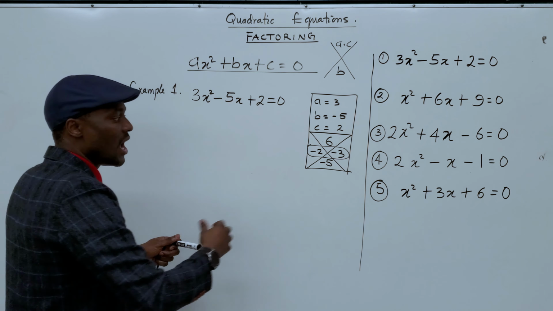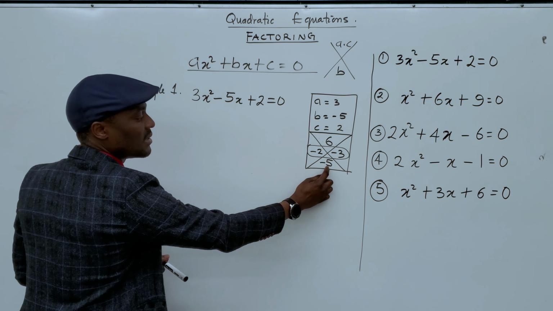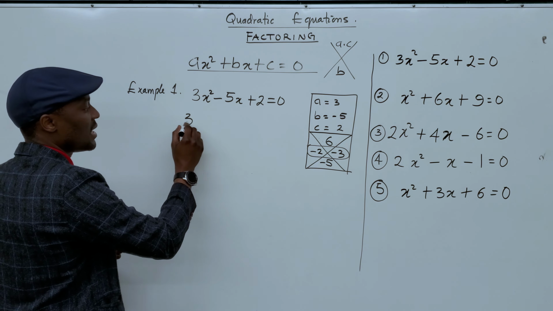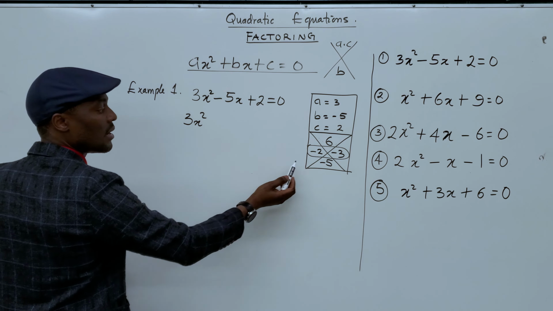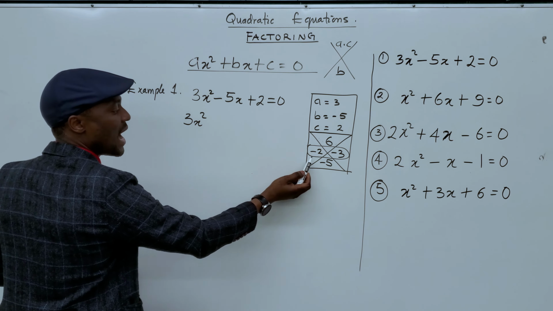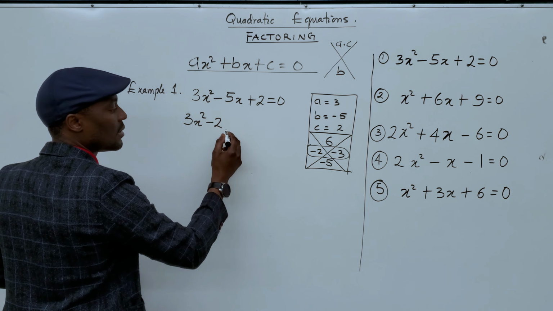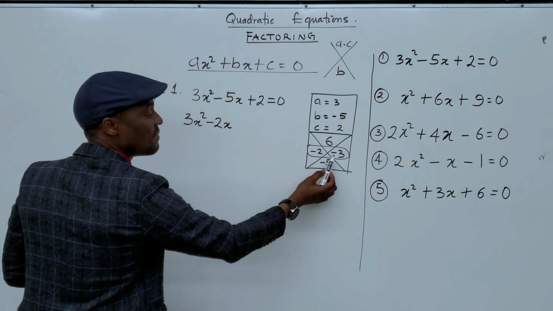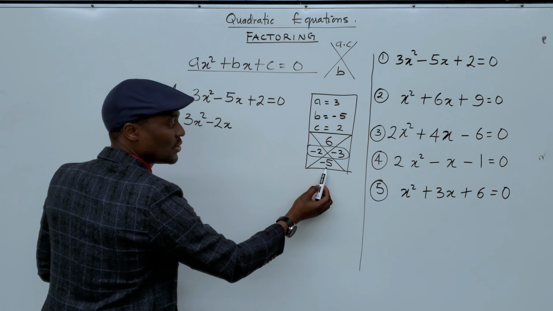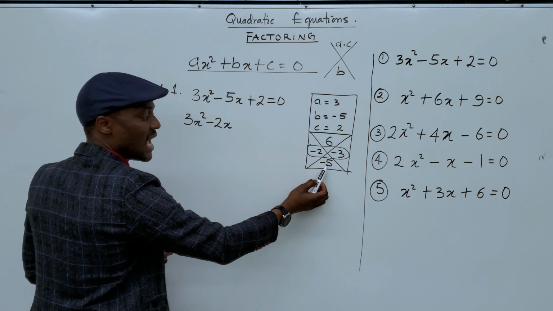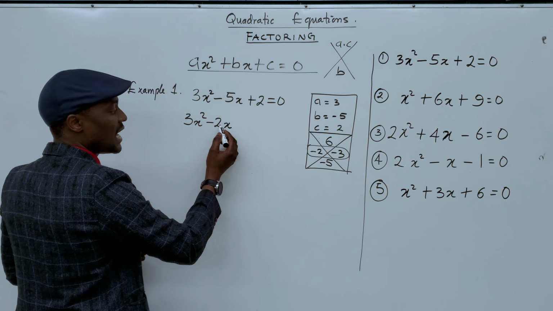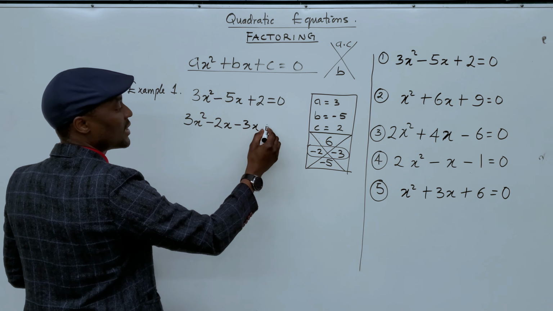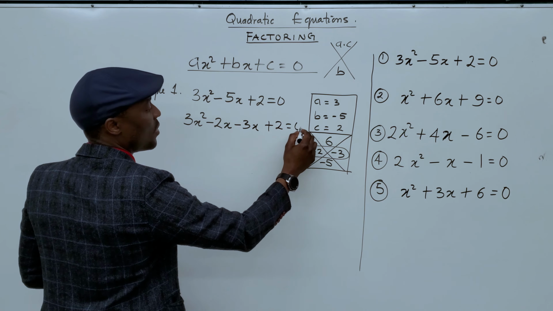So, you take these numbers and you use them to replace the B in the equation. So see how you factor. You write 3x squared. Instead of writing -5, you write -2, but you put x beside it, because you're breaking down this -5 into -5 and -3. Remember, these two will still be this. So you're just replacing the -5 with these two. So you have -2x, then you move on to the next one, -3x. Then you go back to this, plus 2 equals 0.